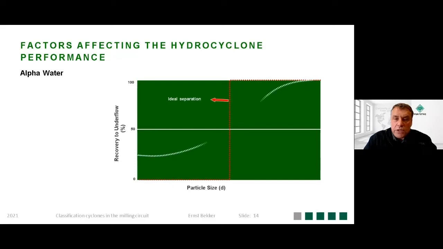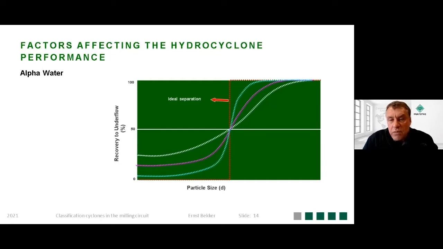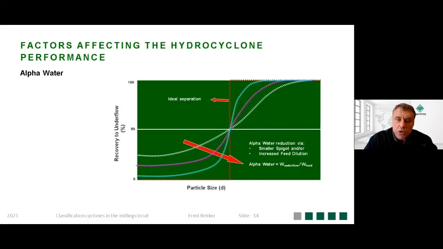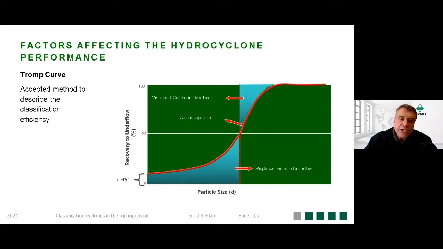On the alpha water, on the actual curves, as we start to decrease the amount of water in the underflow and increase the amount of water in the feed, the curve starts to become sharper, and that's what we're looking for. We want to give the cyclone the best opportunity possible to classify as efficiently as possible.